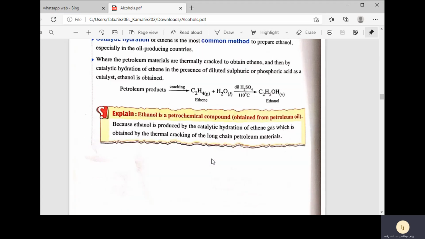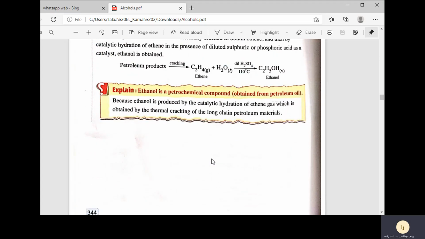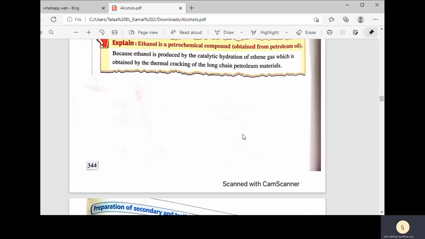طب لو بصينا على السؤال: ايثانول از بتروكيميكال كومباوند اوبتيند فروم بتروليوم اويل. هقول له ليه؟ Because ethanol is produced by catalytic hydration of ethene and the ethene can be obtained by thermal cracking of long chain petroleum products. يعني هو بجيبه من الايثين والايثين بجيبه من البترول.